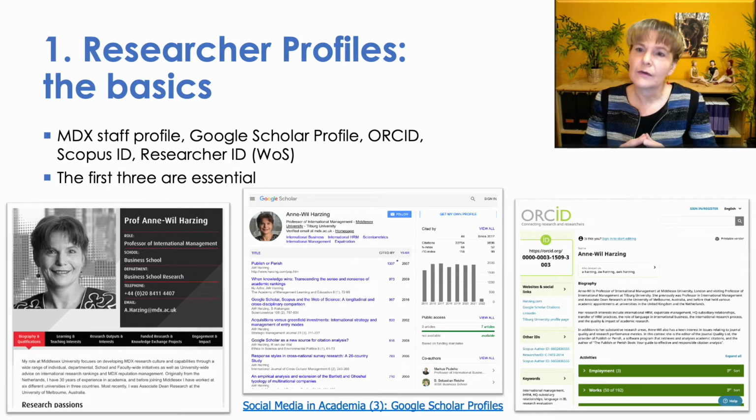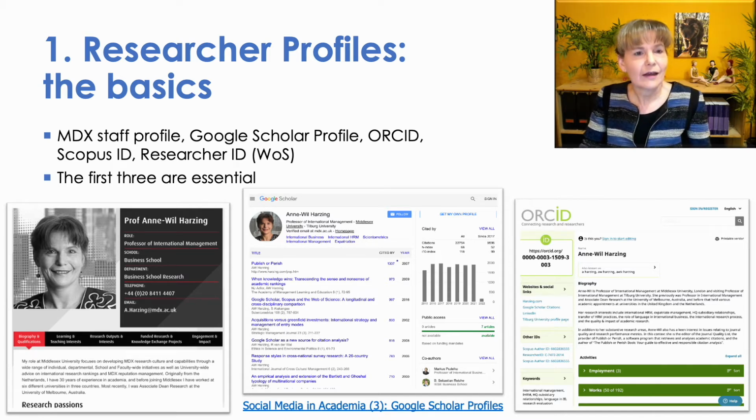Your Scopus and Web of Science ID are a bit less important as they have less public visibility, but if you do have some time to spare, I suggest you take a look at them and ensure that they are complete and error-free. I will discuss your staff profile and why you really need to invest an hour or so to make sure that it is comprehensive and up-to-date in the next slide.